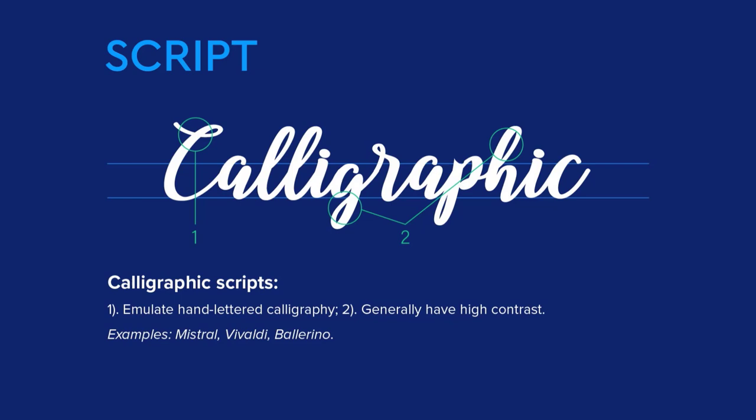In the script subcategory, we also have calligraphic. In the places highlighted as number one, we find that it emulates hand-lettered calligraphy. The places highlighted as number two generally have high contrast. That is, the G and the H generally have high contrast. Examples of fonts that fall into this category are Mistral, Vivaldi, then Bellerino.